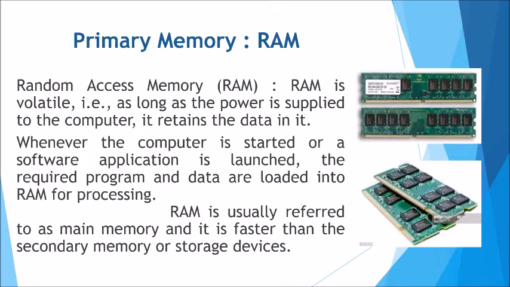It is volatile. That is, as long as the power is supplied to the computer, it retains the data in it. And as the power supply is switched off, the data is wiped off. Whenever the computer is started or a software application is launched, the required program and data are loaded into RAM for processing. RAM is usually referred to as main memory, and it is faster than the secondary memory or storage devices.